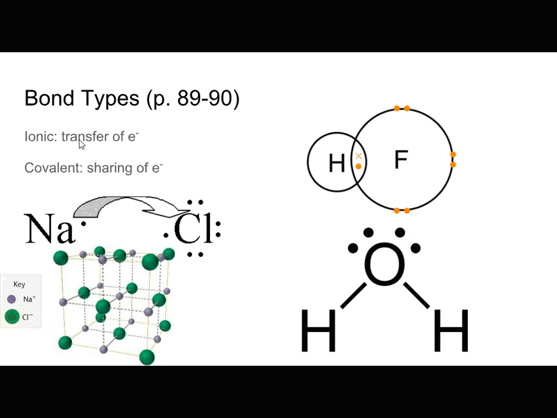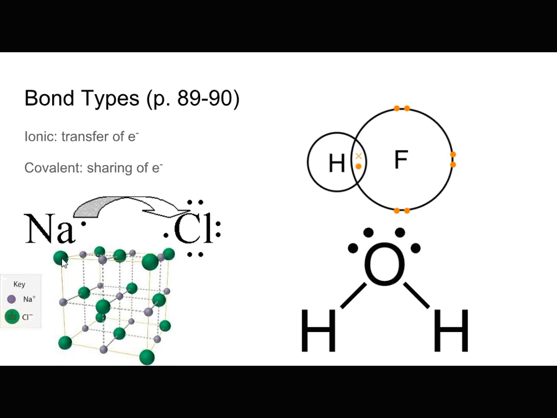An ionic bond is due to a transfer of electrons. Notice in the sodium, it gives its one electron to chlorine. That way chlorine will have 8 electrons around it. Sodium will lose this one, so it'll go back one shell and also have 8 valence electrons.